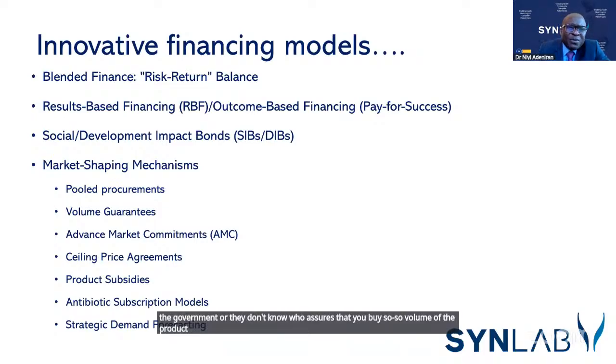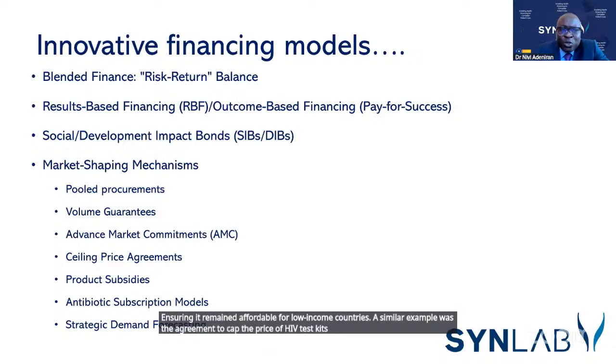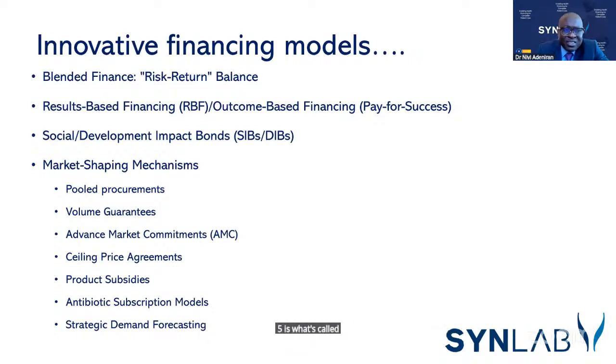An example, in 2017, a ceiling agreement was brokered for a new dolutegravir-based HIV regimen, ensuring it remained affordable for low-income countries. A similar example was the agreement to cap the price of HIV test kits at $1 per test to increase accessibility. 5 is what we call product subsidies.